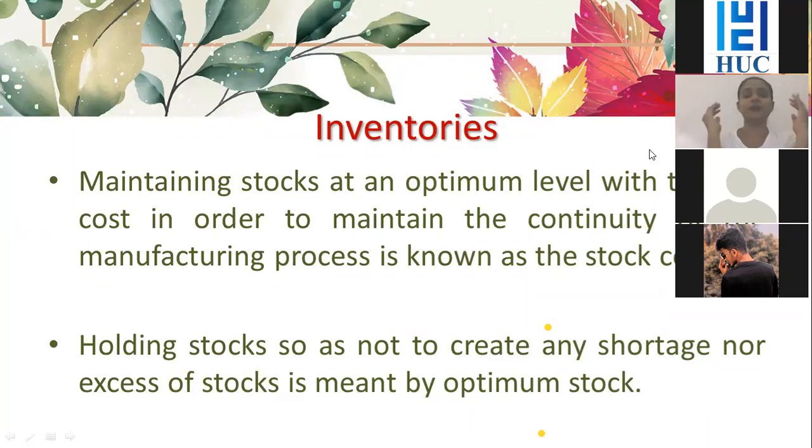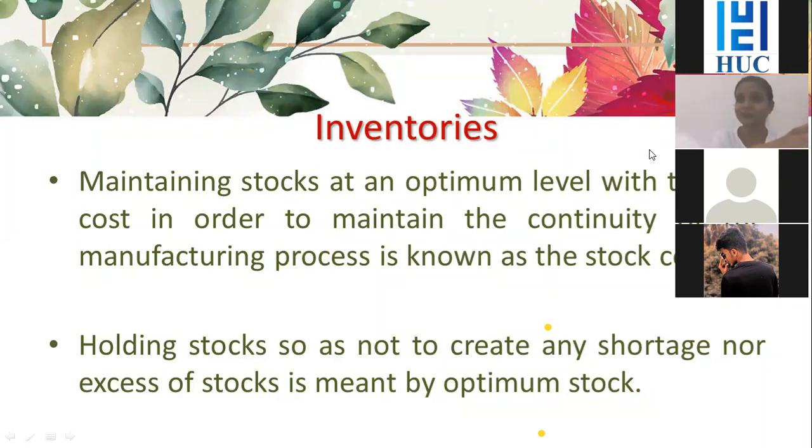Stock we can divide into 3 parts, children, right? First one, raw materials. Second one, work in progress. Last one, finished goods. First one, raw materials. For the production process, we need raw materials. For example, for shoes, if they're manufacturing shoes, leather is the raw material. Work in progress means the half finished goods.